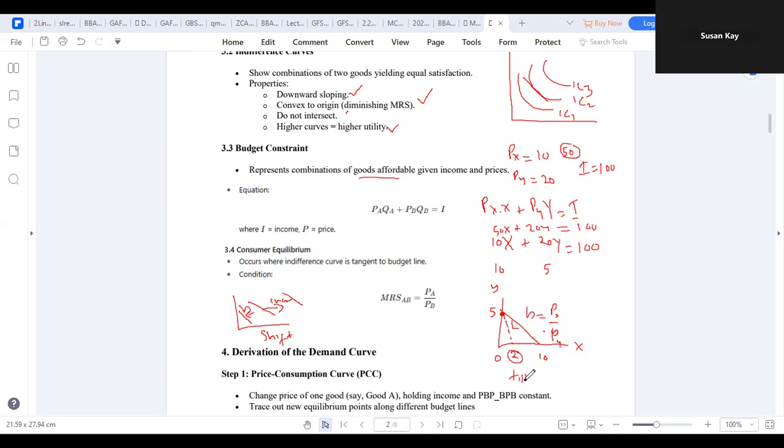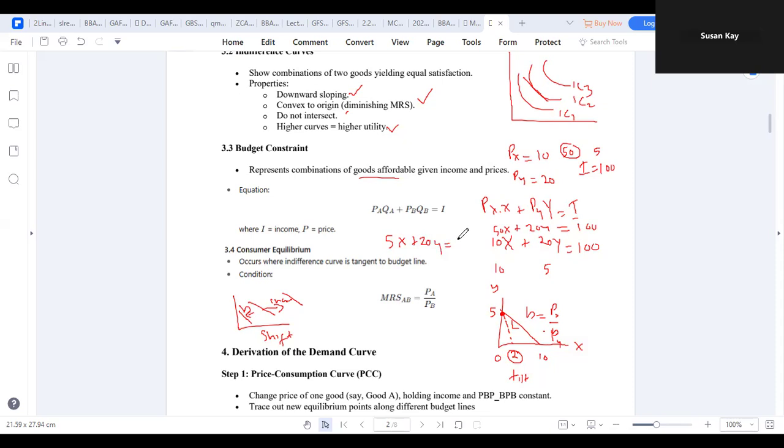So if that price becomes higher, you tilt inwards. If the price of a good becomes lower, you tilt outwards. So in this very equation, suppose instead of 10 kwacha, they have made good X cheaper. It's now 5 kwacha. So the equation will change from 10x plus 20y to 5x plus 20y is equal to 100.